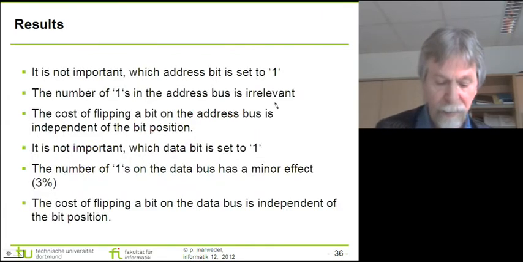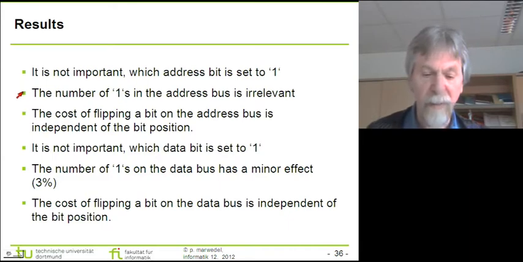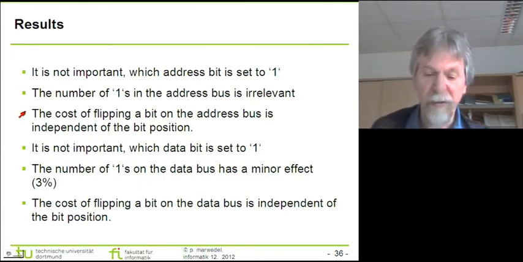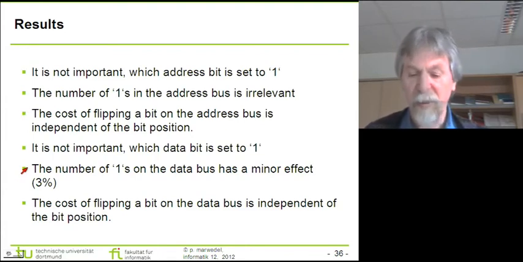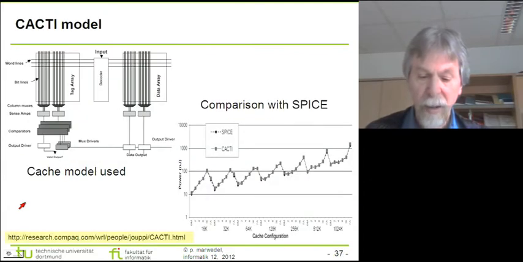There are some number of secondary results, like we figured out that it's not important which address bus bit is set to 1, so that means that all the drivers for the bus lines are the same, irrespective of which bit we are actually driving. The number of ones on the address bus is irrelevant. The cost of flipping a bit on the address bus is independent of the bit position. It's not important which data bit is set to 1. And the number of ones on the data bus has a minor effect. It has an impact of about 3% on the overall energy consumption. And the cost of flipping a bit on the data bus is independent of the bit position.